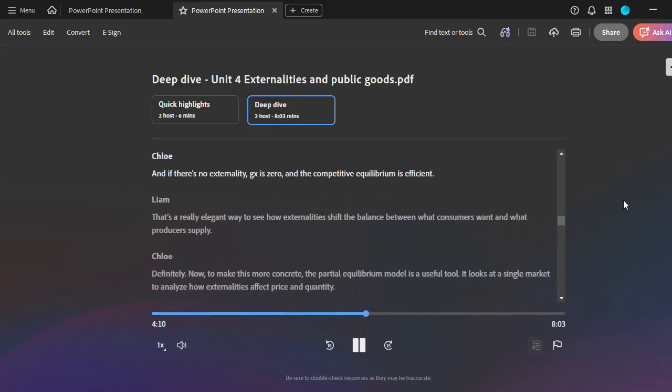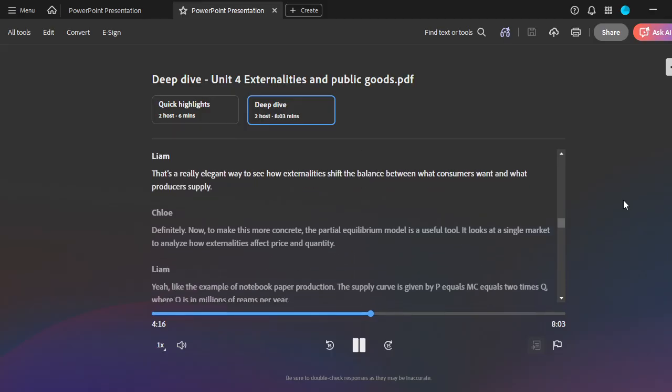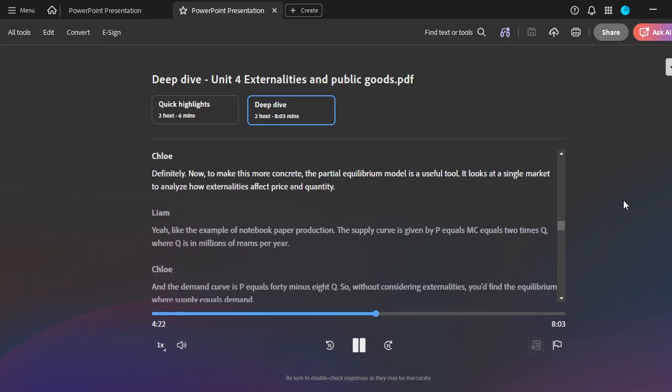And if there's no externality, GX is zero, and the competitive equilibrium is efficient. That's a really elegant way to see how externalities shift the balance between what consumers want and what producers supply. Definitely. Now, to make this more concrete, the partial equilibrium model is a useful tool. It looks at a single market to analyze how externalities affect price and quantity.